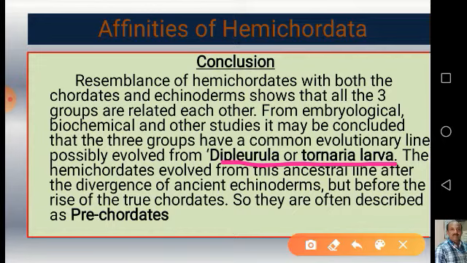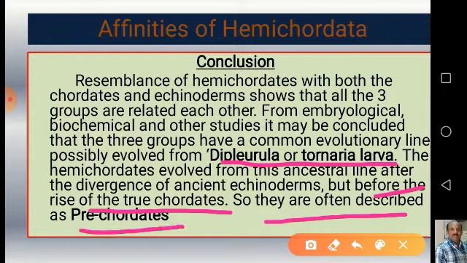And the hemichordates evolved from this ancestral line after the divergence of ancient echinoderms. That means first of all the ancient echinoderms might have evolved, and after that these hemichordates might have evolved, but these hemichordates definitely would have evolved before the rise of the true chordates. So they are often described as pre-chordates. That means before the evolution of chordates, these hemichordates might have evolved, but after the evolution of ancient echinoderms.